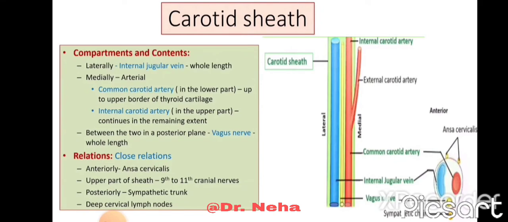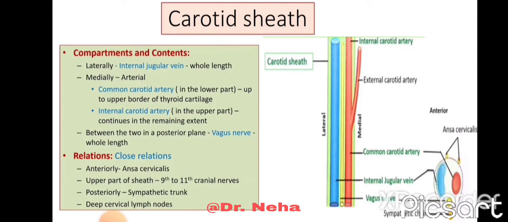This carotid sheath has three compartments, that is intermediate, medial and lateral compartment. Medially it gives passage for arteries, that is the common carotid artery and the internal carotid artery in the upper part. Laterally it gives passage for the internal jugular vein along its whole length, and in between these two, in a posterior plane, we have the vagus nerve.